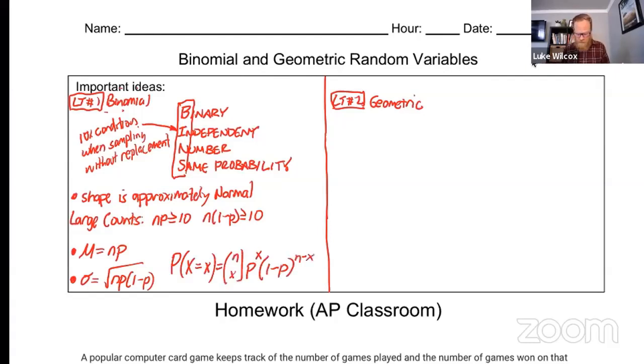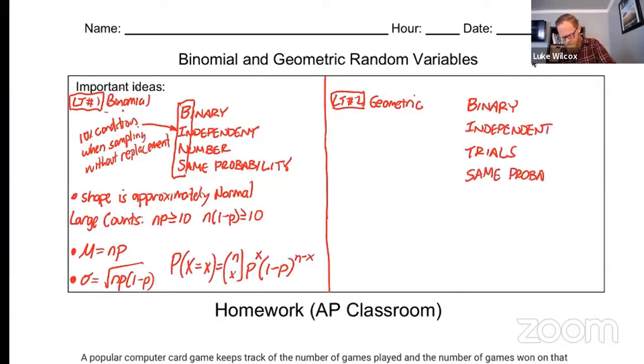Okay, let's see if we can do the same thing over here on the right for the geometric distribution, starting with our 4 conditions, which are almost exactly the same. We got binary, we got independent. The third one is the one that's different, because there are no longer a fixed number of trials. We care about the number of trials until the first success. And then the fourth one is the same probability of success for each trial. And sure enough, there's an acronym here that might help you remember the 4 conditions for a geometric random variable, which is BITS, B-I-T-S. And I just want to note here that we do still have to check the 10% condition if we are sampling without replacement.